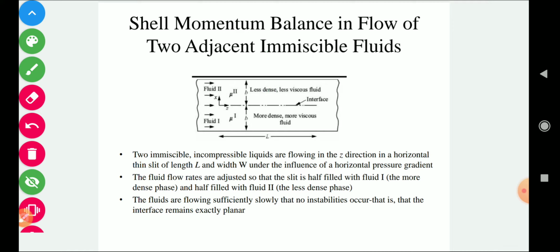And this slit is perfectly divided into two portions, in which the half portion is filled by fluid 1 and the remaining half is filled by fluid 2. Let us also consider the viscosity and density of fluid 1 are mu 1 and rho 1, and density and viscosity of fluid 2 are rho 2 and mu 2. Now, before applying momentum balance on this problem, we have to make several assumptions.